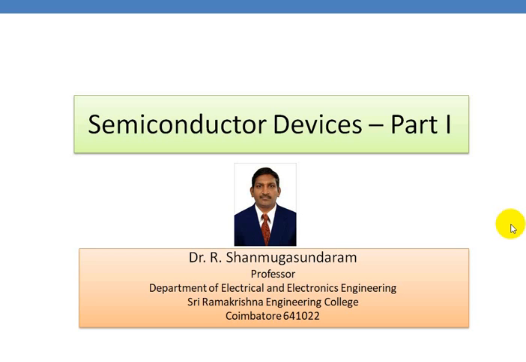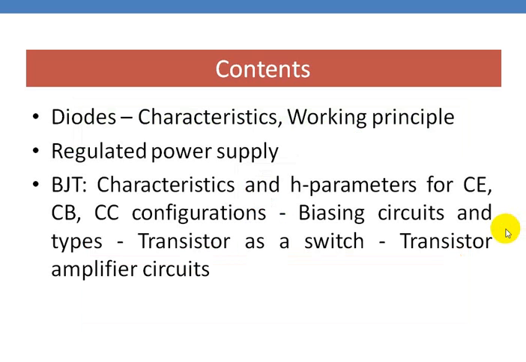This video is about semiconductor devices. This video covers diodes, their working principle and characteristics, regulated power supply, BJT, its characteristics, H parameters for CE, CB, and CC configurations, biasing circuits and their types, transistor as a switch, and transistor amplifier circuits.